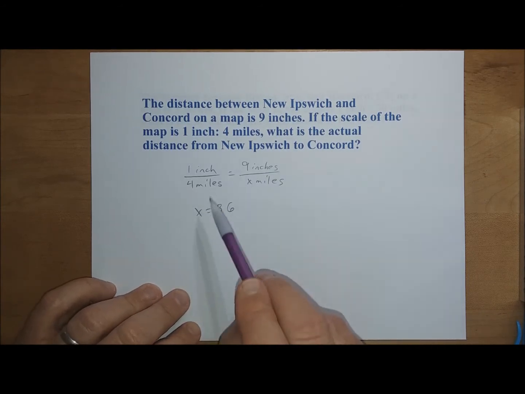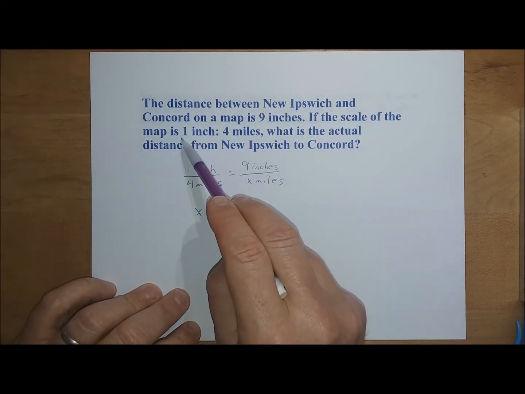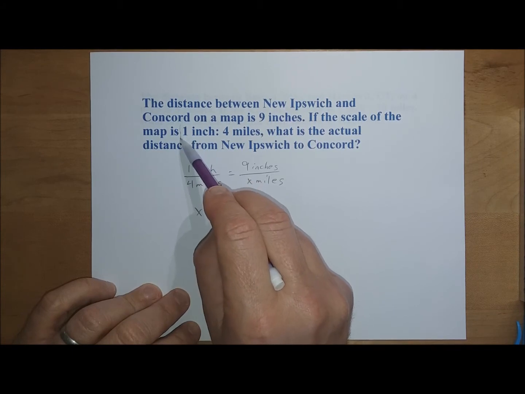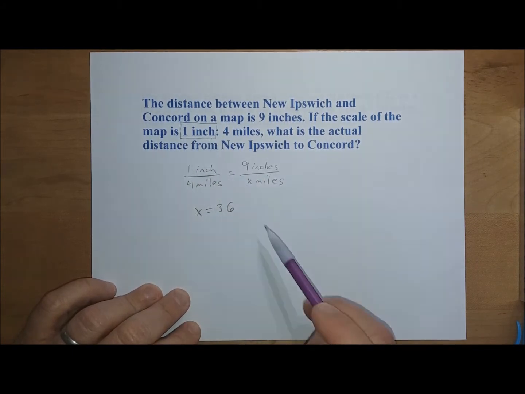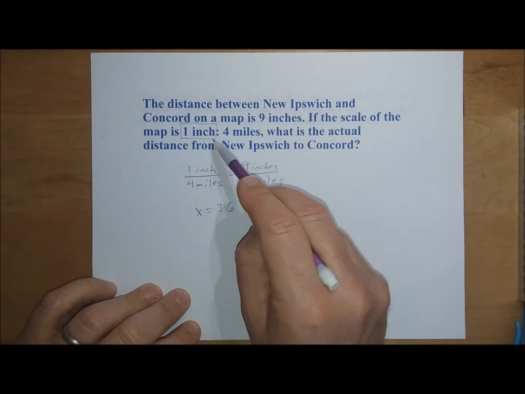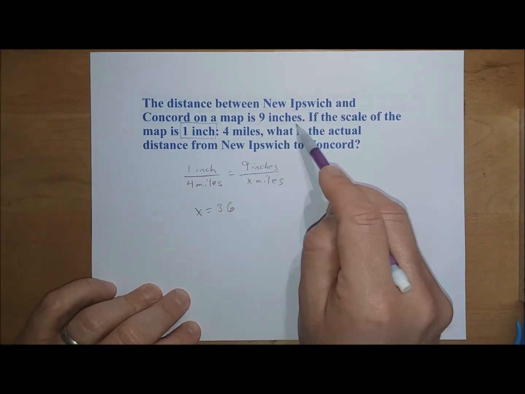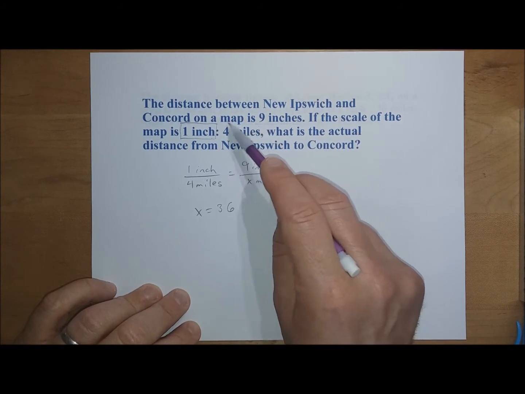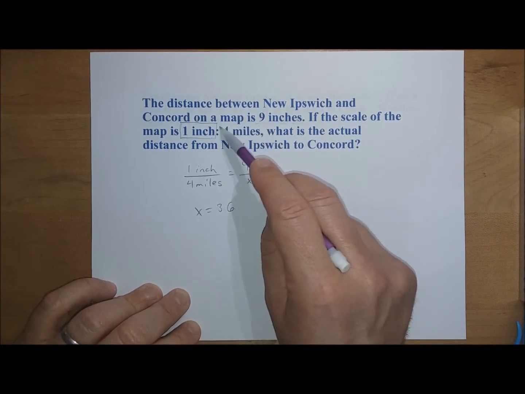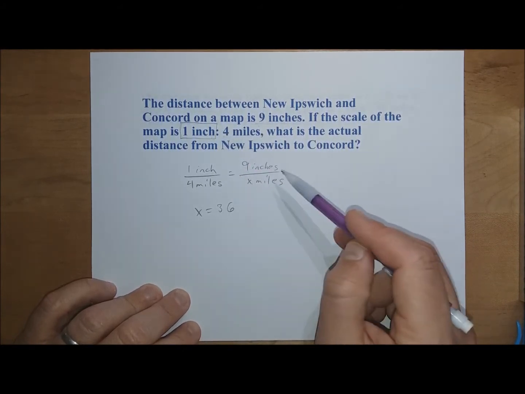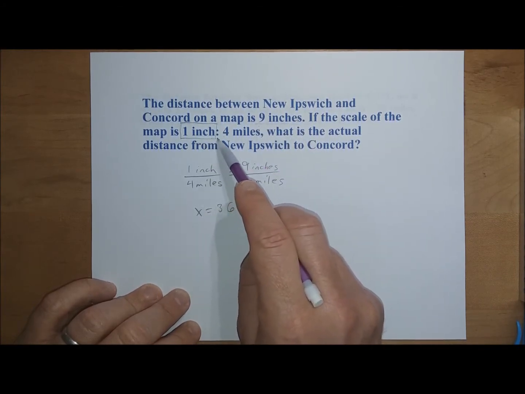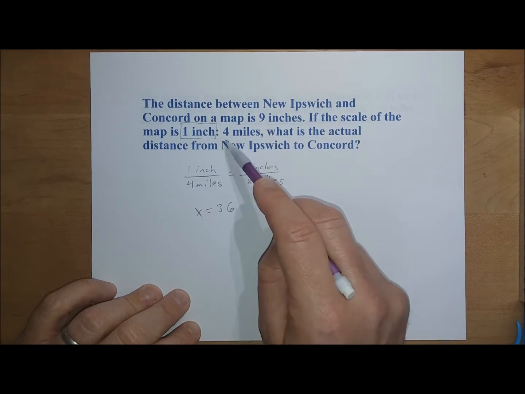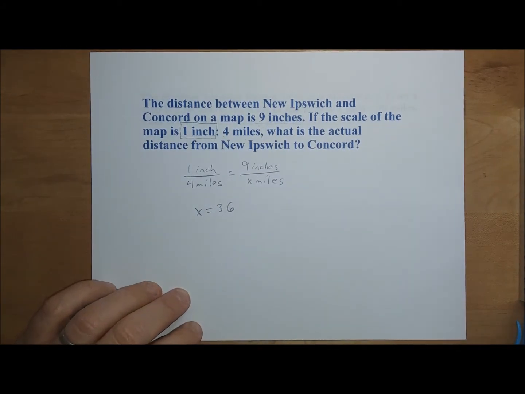Now you'll notice the convenience of having a scale written as a single unit, having it reduced to 1 unit on the paper, because that allows you to simply multiply the distance you measure times that scale, and you get 9 times 4 is 36. If I've got 9 inches on the map, and every inch represents 4 miles, then 9 times 4 gives me a total of 36 miles.